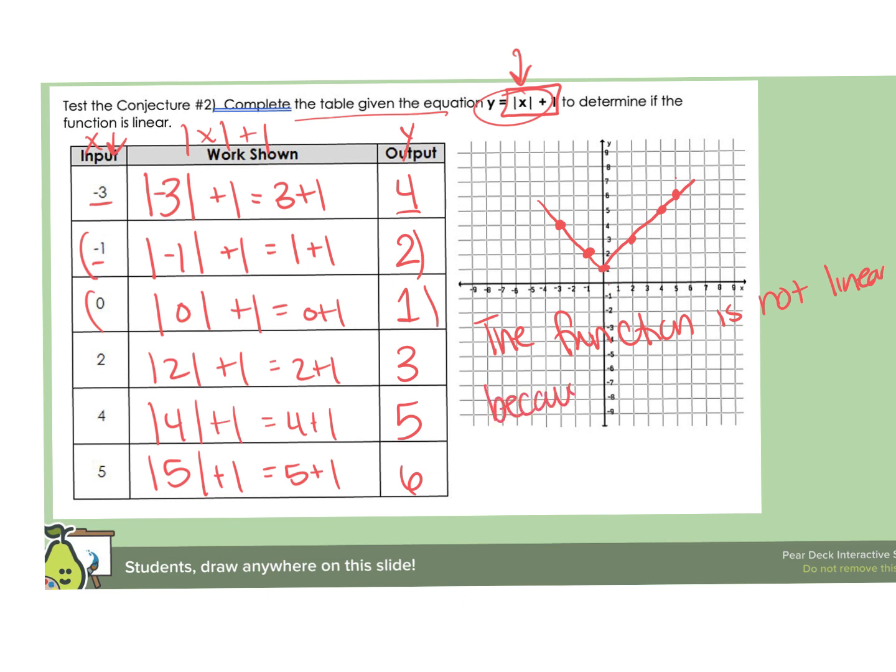Because the graph is not a straight line. I guess you also could have found the slope 3 times, but I didn't want to do that. You would have gotten different slopes though, because this slope right here is negative, but this slope over here is positive. So there's no way that they can all be the same. We're going to move on to practice problems now.